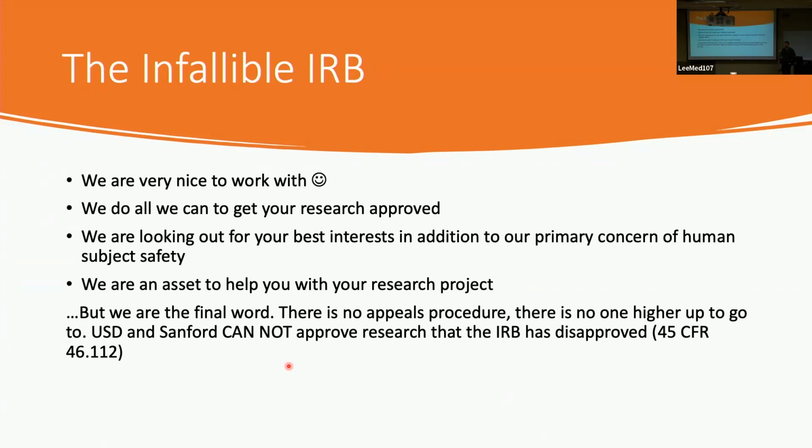So you can't go to your dean and say, oh, the IRB is giving me a real hard time. Can you help me get this research through? You can't go to the president of the university and say, oh, President Gestring, I'm having a hard time getting this research through. Can you do anything to help? We are the ultimate authority. Our power comes down from the federal government. They are telling us that we have the power to approve and disapprove studies, and that's it. So that's what I mean by saying that we're infallible.